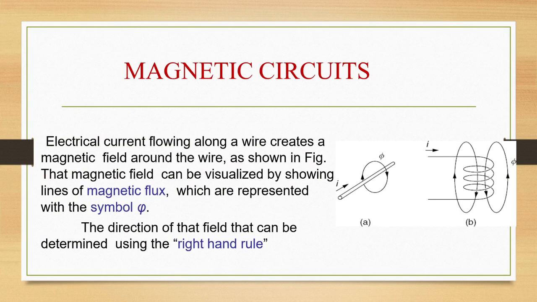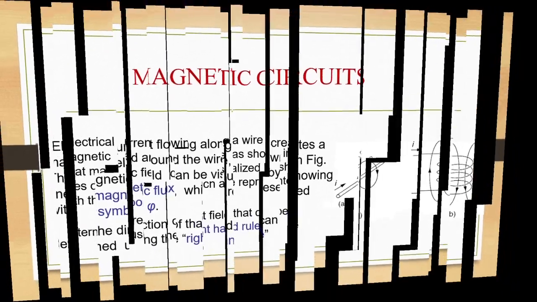A magnetic circuit, let us see here. Electrical current flowing along a wire creates a magnetic field around the wire. Okay, if this is a wire and whenever current is passing through this wire, magnetic lines will be visualized here. That is nothing but magnetic flux, which is represented by symbol phi, and the direction of this magnetic flux can be determined by using the right hand rule.